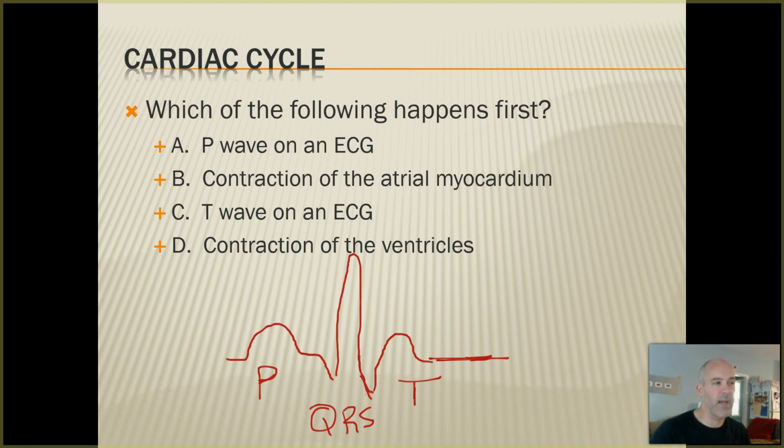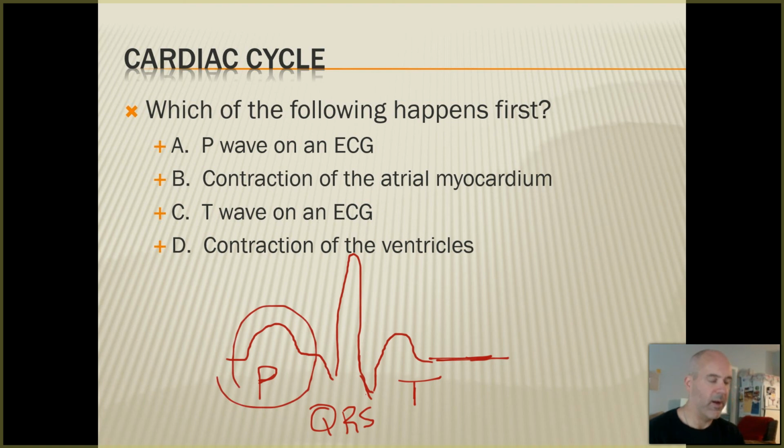So which of these things is going to happen first? A P wave on an ECG, contraction of the atrial myocardium, a T wave on an ECG, contraction of the ventricles. All right, so let's think about our story over here. When you see a P wave on an ECG, what does that represent? That P wave on an ECG just lets us know the walls of the atria, right and left atrium, are depolarizing. You've got that electrical activity that's spreading across the atria.